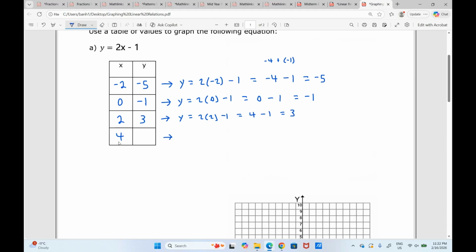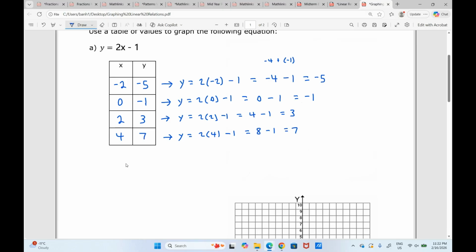For the last one, I let x be equal to 4. So I replace x with 4 here. Now instead of 2x minus 1, it's 2 times 4 minus 1. 2 times 4 is 8, so I have 8 minus 1, and 8 minus 1 is 7. So when x is 4, my y value is 7.